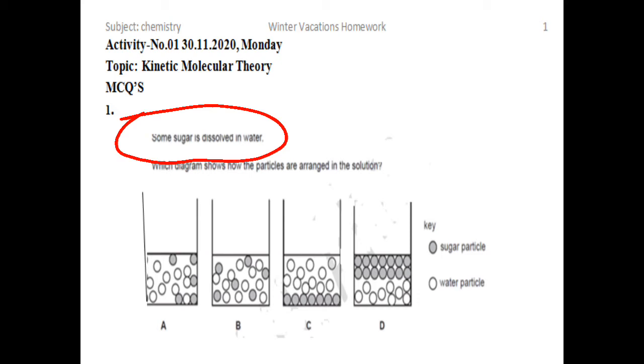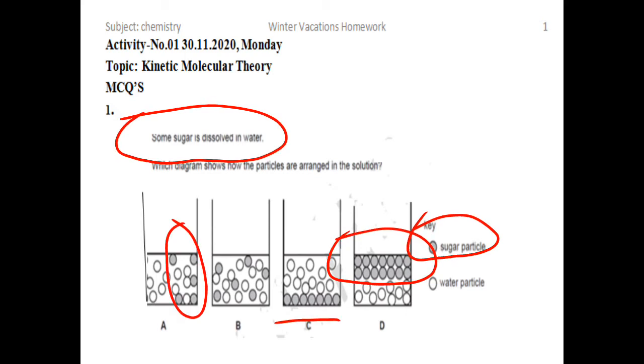In figure A, what is happening? In figure C, the sugar particles, which are highlighted by the dark gray circles, are sitting at the bottom, and here they are suspended on the top level. So option A and B seem to be the closest ones, but in option A, the sugar particles are gathered aside. They are not evenly distributed, but when we say the solution is made, it means the particles are evenly distributed. So option B seems to be the closest one. So what do you think for it?